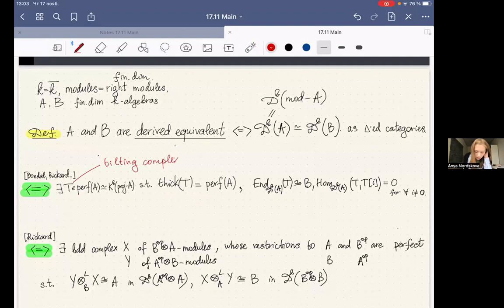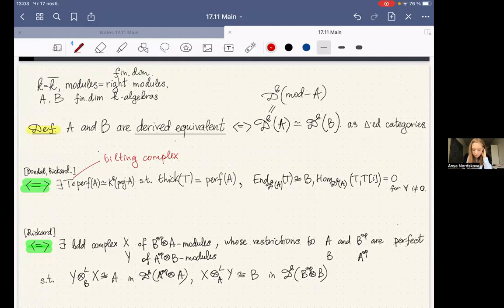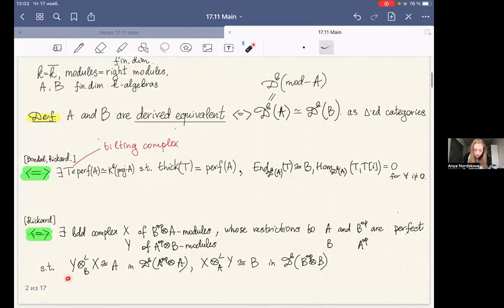And another reformulation that will be useful for me. So this is equivalent to the existence of two complexes of bimodules. So a bounded complex X of B-A bimodules, and Y of A-B bimodules, such that their restrictions to both sides are perfect. And if you multiply them in this order, you get A in the derived category of A-A bimodules. And in this order, you get B in the derived category of B-B bimodules. And such complexes are usually referred to as two-sided tilting complexes.